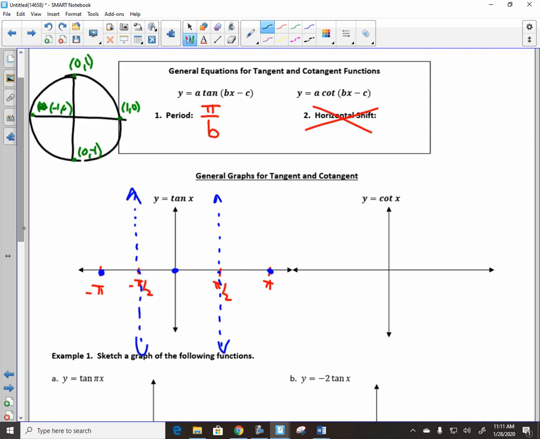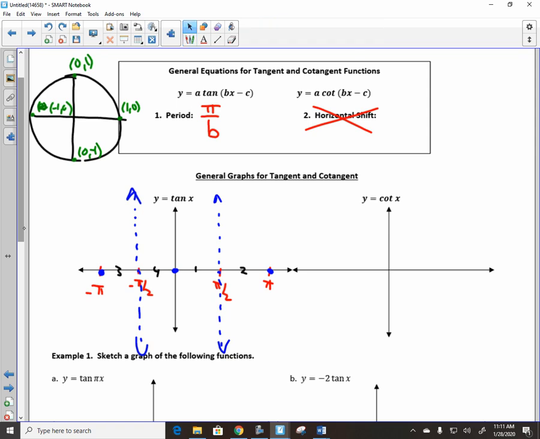Yep, Alex is asking a good question. He says, how can we have these vertical asymptotes going the same direction? Because he's thinking about our rational functions. Watch and you'll see. 0 to pi over 2, that's the first quadrant. Pi over 2 to pi, that's the second quadrant. Negative pi to negative pi over 2, that's the third quadrant. And then this is the fourth quadrant.